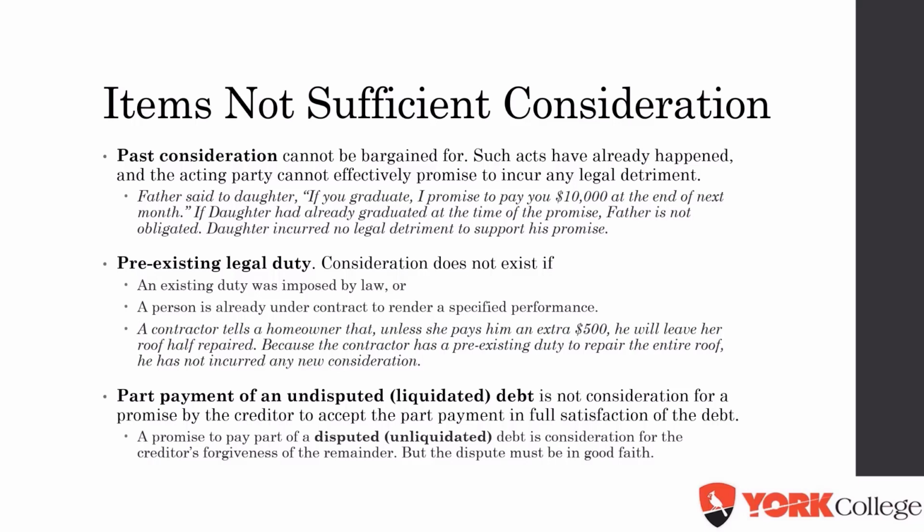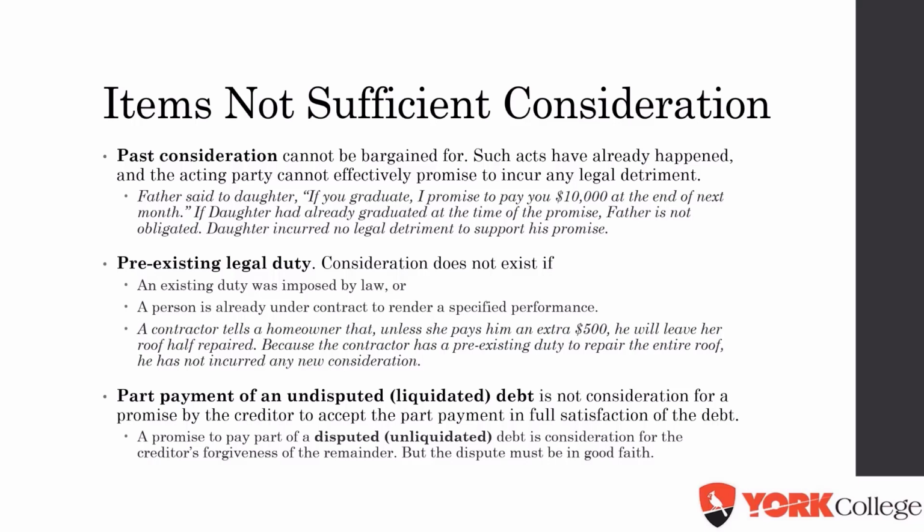So the second category in which consideration doesn't exist is when consideration is made in regard to a pre-existing legal duty. So a pre-existing legal duty is an existing duty imposed by law, or a person is already under contract to render a specified performance. So let's see this example. A contractor tells a homeowner that unless she pays him an extra $500, he will leave her roof half repaired. Because the contractor has a pre-existing duty to repair the entire roof, he has not incurred any new consideration.